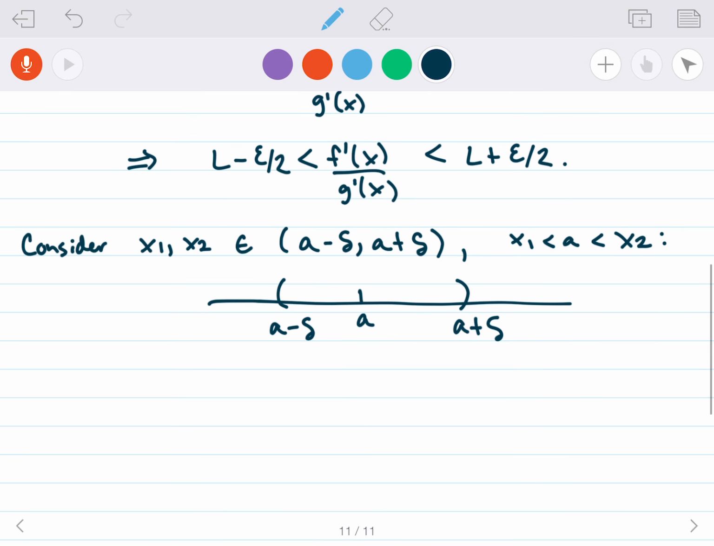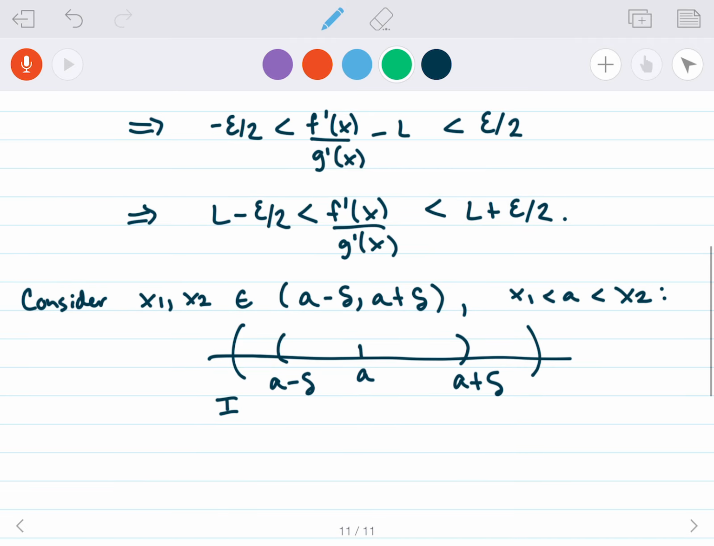So let's put x1 in right here. I'm demanding that x1 be less than A, so say x1 is right here. And I'm saying that x2 is bigger than A, so let's say it's right here. Okay, so far so good with the picture.